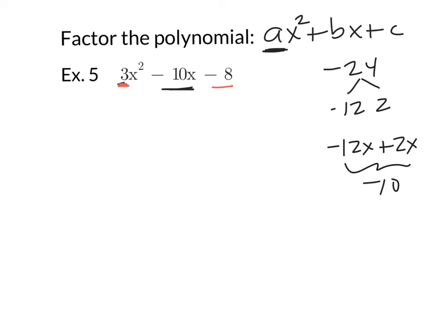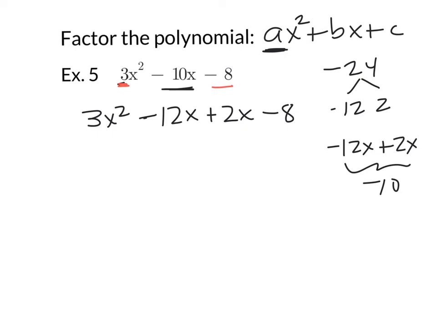So let's start by rewriting the first term, 3x squared. And now instead of writing negative 10x, let's write it as the sum of negative 12x plus 2x. So we'll write minus 12x plus 2x, and then we'll continue with the rest of the polynomial and write minus 8. So now we have a total of 1, 2, 3, 4 terms.